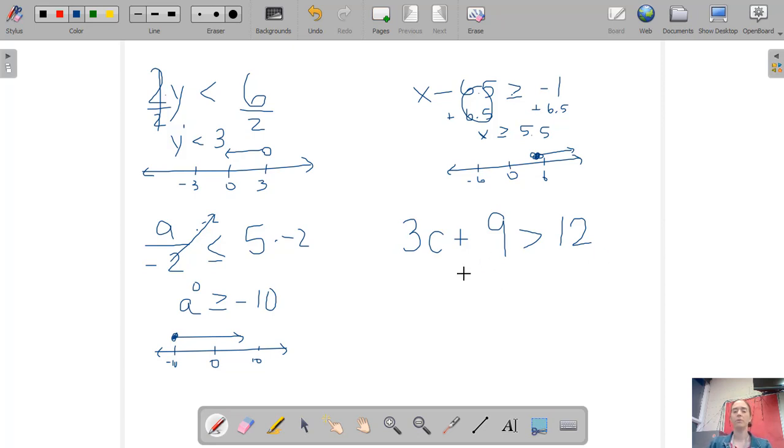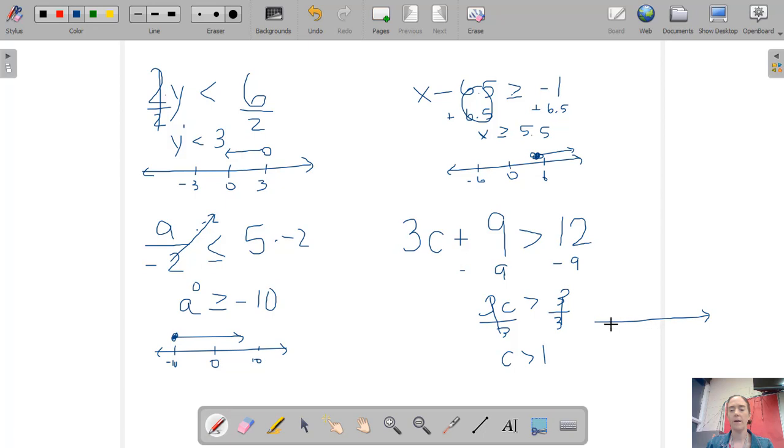Then here we have a two-step. We're adding 9 on both sides, so we're going to subtract that 9 on both sides. Then we have 3c is greater than 3. I'm going to divide by 3 and divide by 3. Because I divided by a positive number, I don't have to switch the inequality. So c is greater than 3 divided by 3, which is 1.